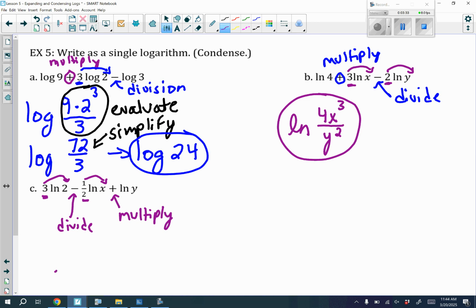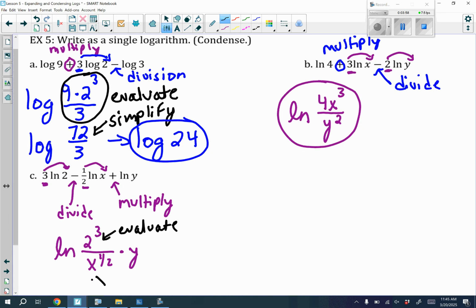So we have natural log. So I got natural log. I do 2 cubed. Now minus, so minus, and I see 1/2. So x to the 1/2. And then that's multiplication y. Now this is not my final answer because 1, I must evaluate my 2 cubed. Now this x to the 1/2, I must rewrite that.